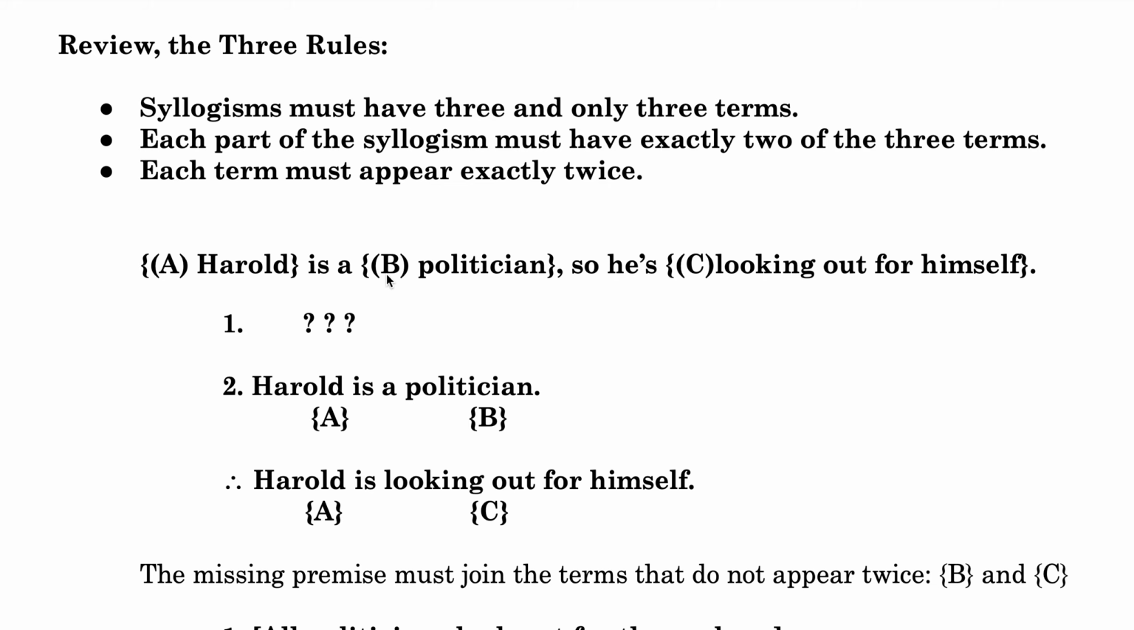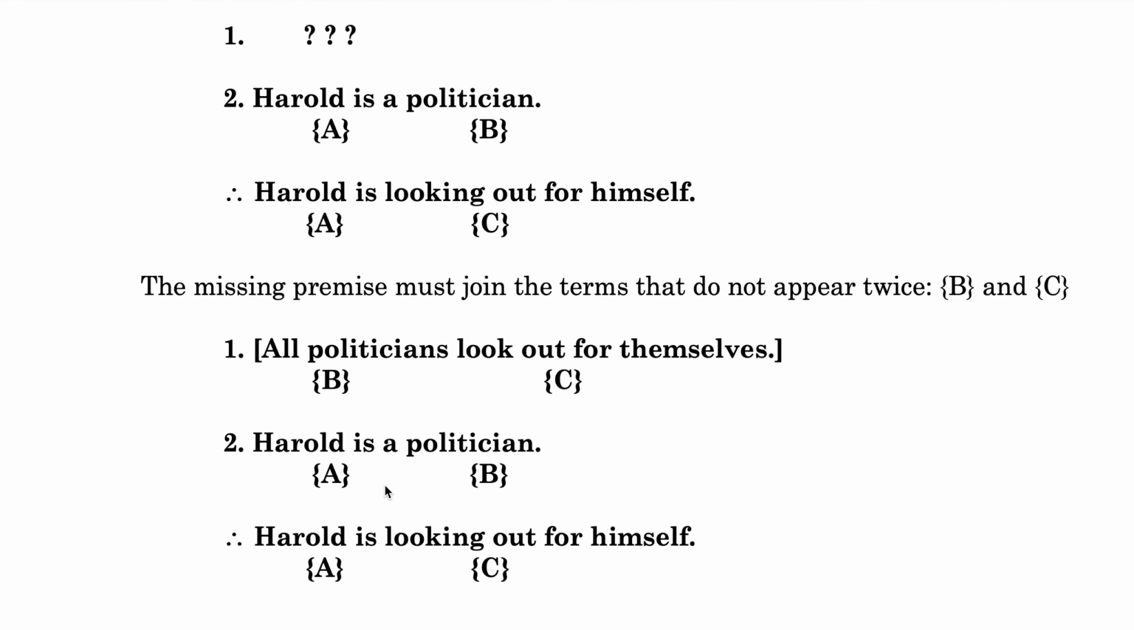And so I take my terms B and C, I put them together in that final statement: all politicians look out for themselves. Okay, that's all you have to do. Label the 3 terms, figure out which ones are missing in the missing premise, and combine them. Good luck.